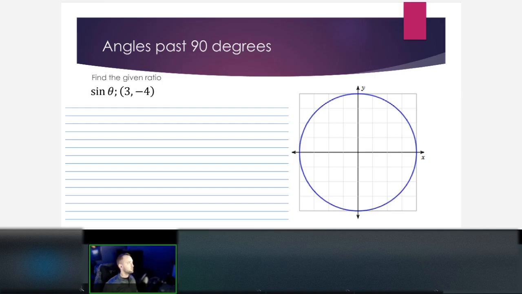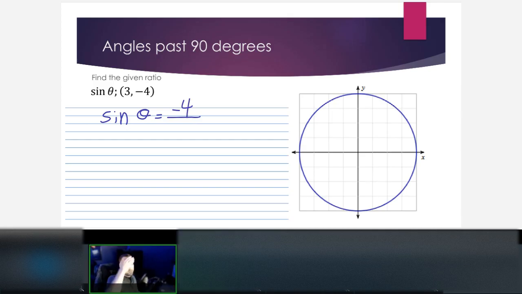All right, next one. So the sine of this is going to be... all right, what is that? What goes on top? We'll start there. Without drawing a picture, what goes on top? Yep, -4, which is the y value. So we put a -4 on top.